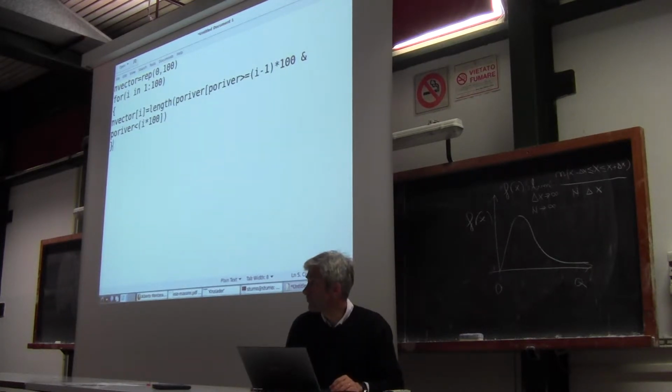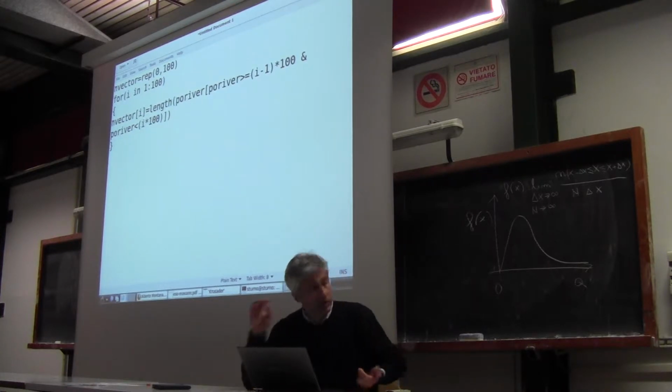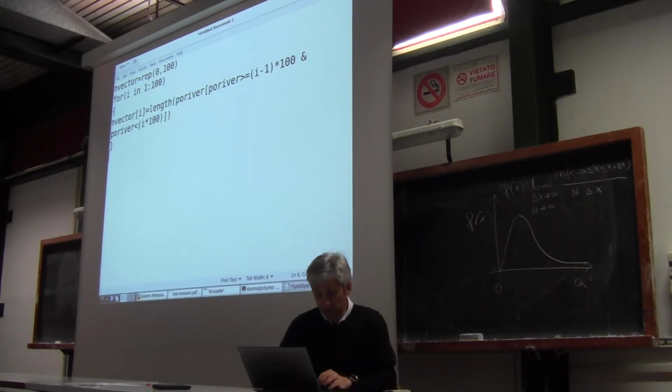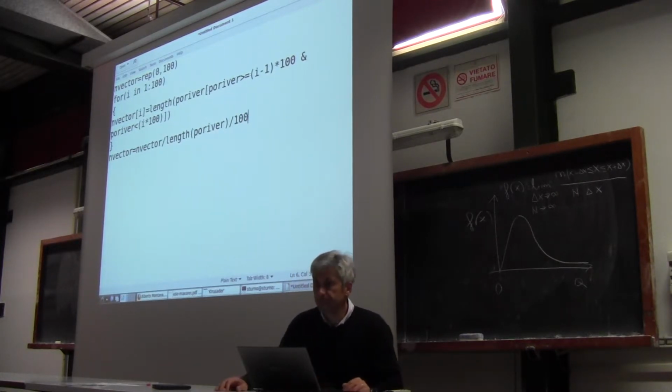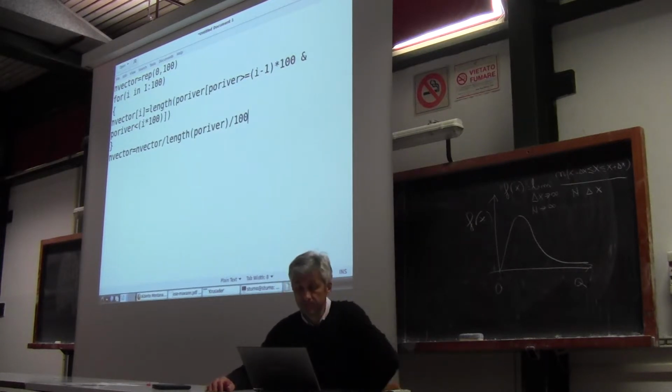Should work. I think we missed a bracket. Yeah, maybe, sorry. Let me see. Yeah, correct, here. I missed the bracket here. Good. And now, in order to get the density, I have to divide: n vector is equal to n vector divided by length, or even divided by 100. This is what is written there. And we should be all set now.